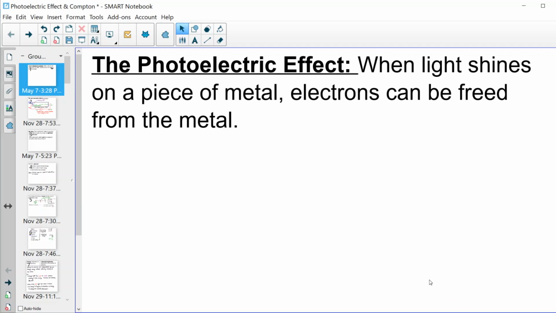All right, so this lesson will be an introduction to the photoelectric effect. The photoelectric effect is when you shine light on a piece of metal, sometimes electrons come off of the metal because of the light. When that happens, it's called the photoelectric effect.